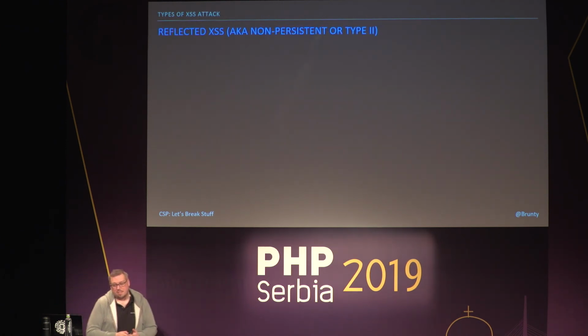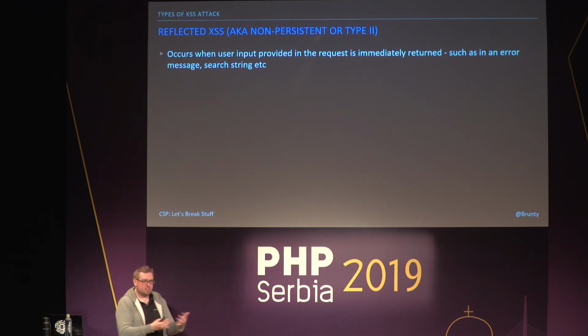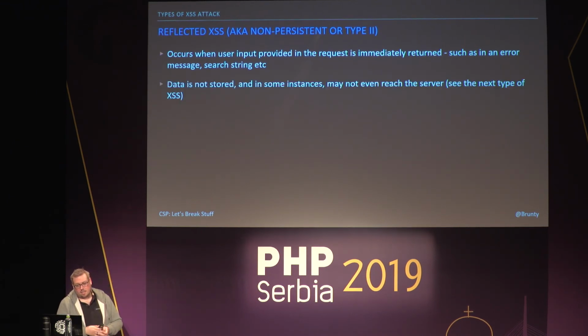Reflected cross-site scripting is type 2. It doesn't get persisted. It's generally you provide input to the server and it sends it back to you. If you've ever done a search on a website, you've searched for a search string, the URL comes back and you see that search string somewhere. That's a reflected risk. It's not stored.